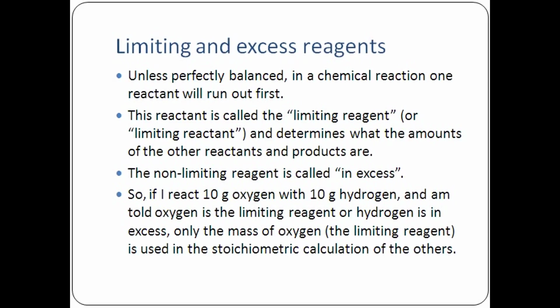So, quick review on limiting and excess reagents. We talked about this in the last lesson, and we said that unless a reaction is perfectly balanced, one reactant will run out first. For example, let's suppose that we're cooking brownies, and we have available 15 eggs and 40 cups of flour.